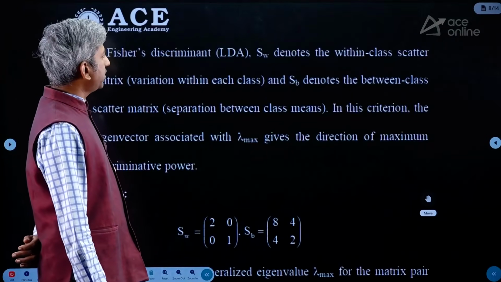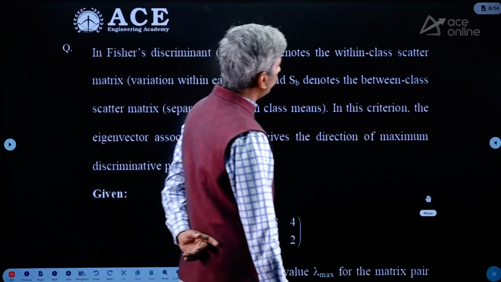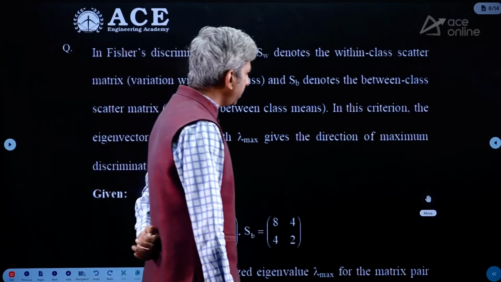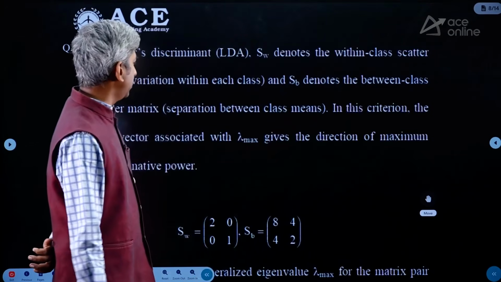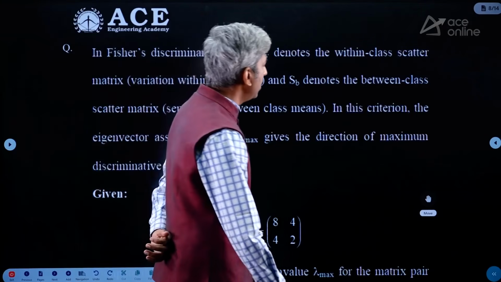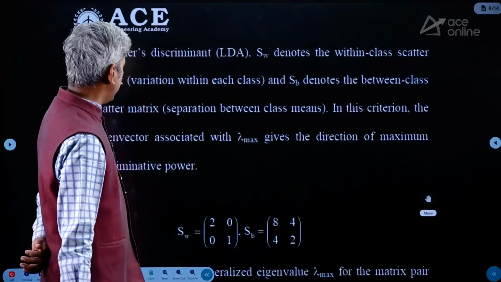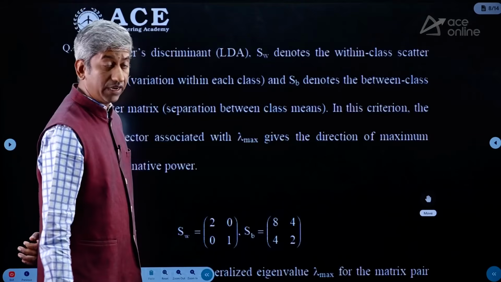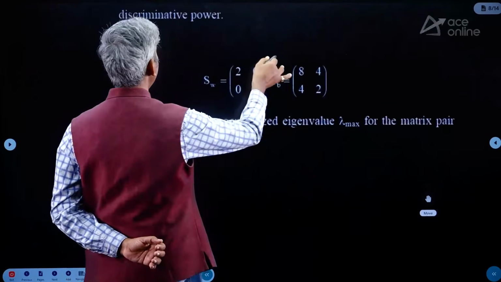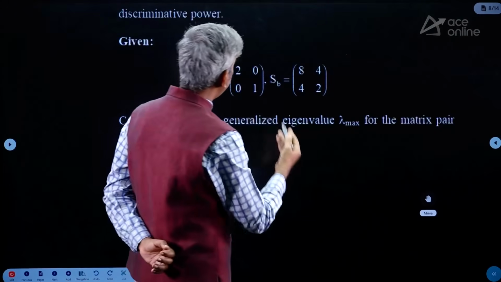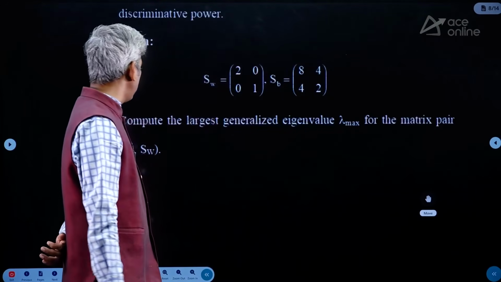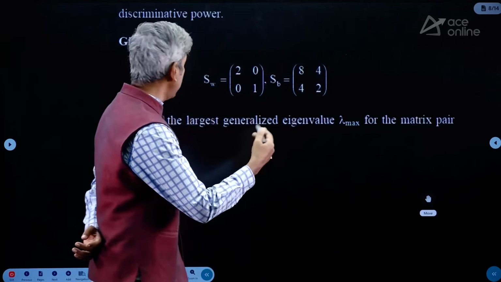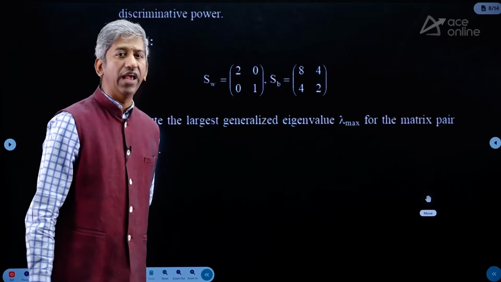Next question. In Fisher's discriminant LDA, SW denotes the within class scatter matrix, that is the variation within each class, and SB denotes the between class scatter matrix, that is the separation between class means. In this criteria, the eigenvector associated with lambda max gives the direction of maximum discriminative power. Given SW is equal to [[2, 0], [0, 1]], SB is equal to [[8, 4], [4, 2]]. Compute the largest generalized eigenvalue lambda max for the matrix pair SB, SW.